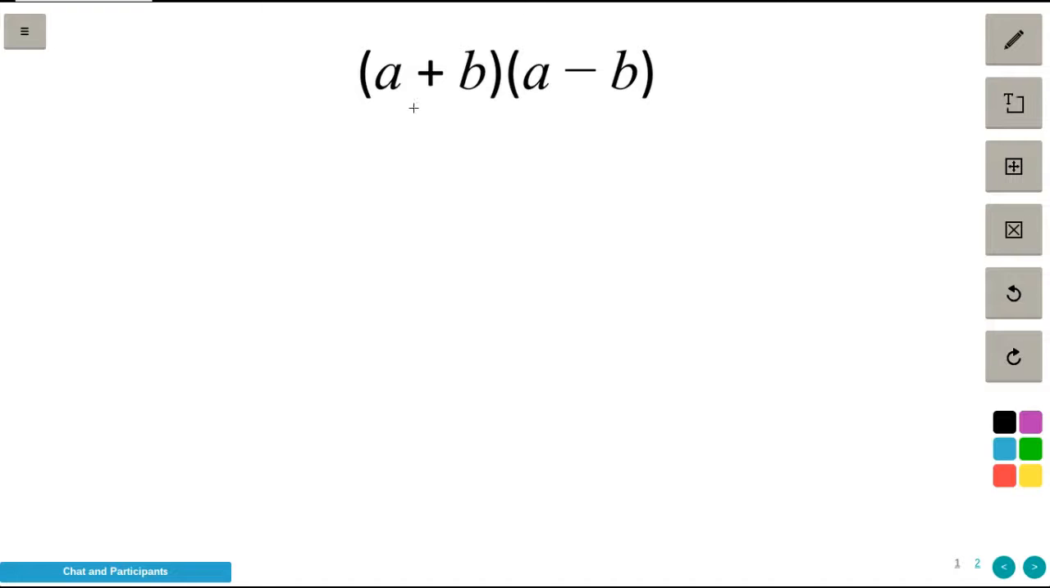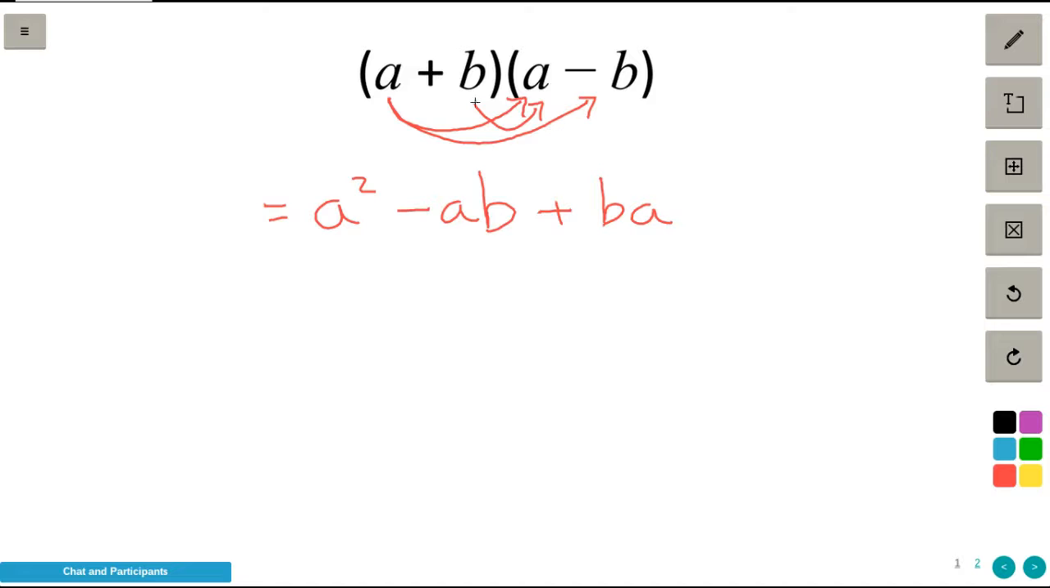Okay, so I want to take a moment to have a look at the expansion of this pair of brackets. Let's go through the normal process then. So it will be a multiplied by a first of all, will give us a squared. And then we've got a multiplied by negative b, so a positive multiplied by a negative will give us negative ab there. Then we'll have b multiplied by a, so two positives, so it's going to be positive ba. And then we've got this positive b multiplied by this negative b, so it's going to be negative b squared.